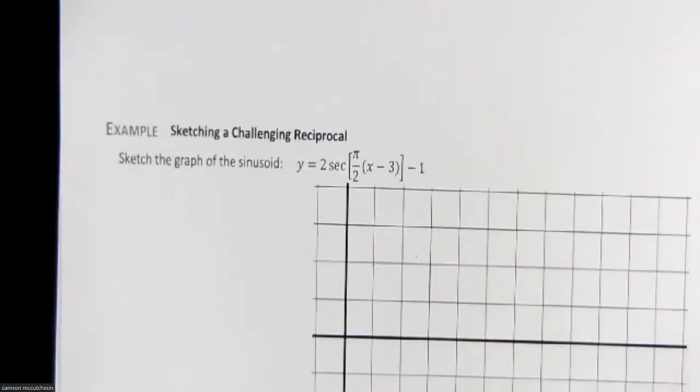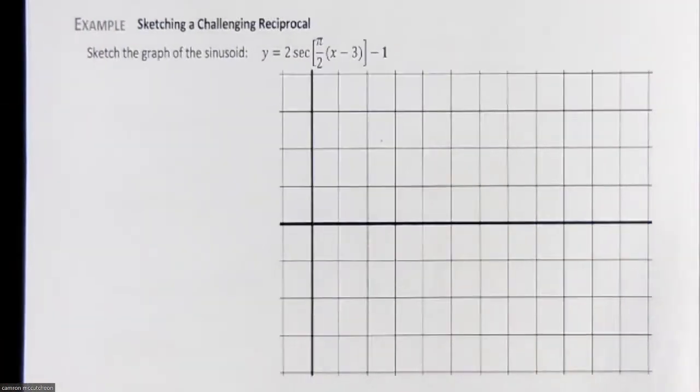Let's do it again, only this time we will use a secant function.